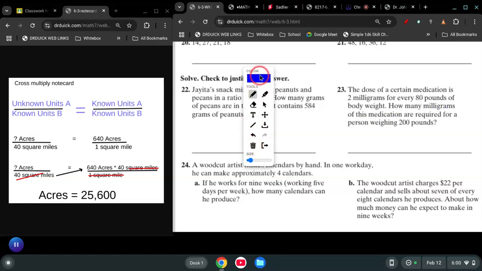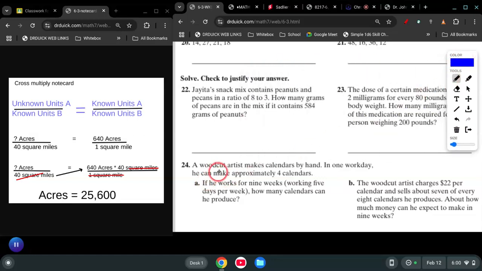How about this woodcutter? Let's see how he's doing today. This guy, and sometimes I just mark what I'm looking at. A woodcut artist makes calendars by hand. In one work day, he can make 4 calendars. Well, here's my ratio, 1 to 4. If he works for 9 weeks, 5 days per week, how many calendars?